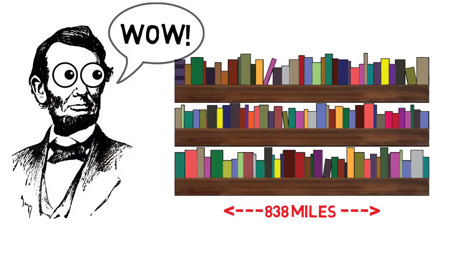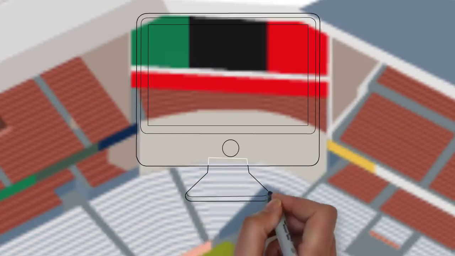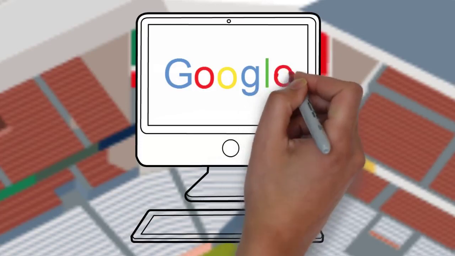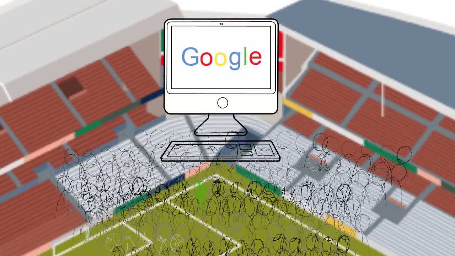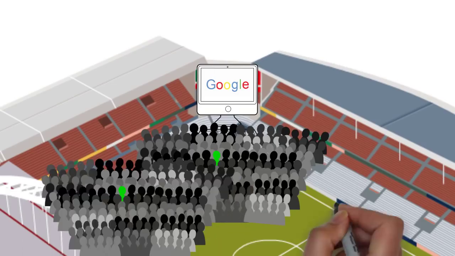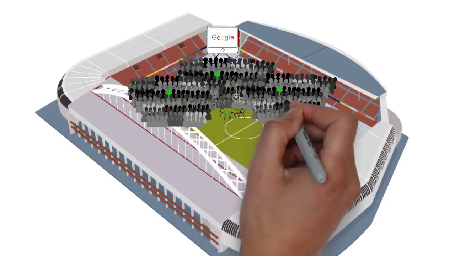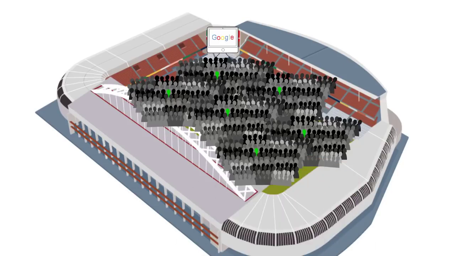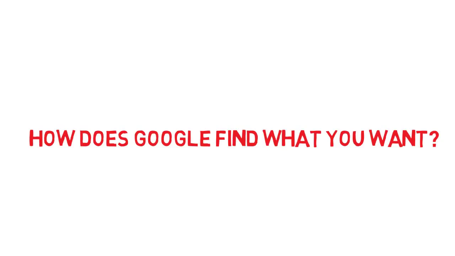But it's not just the hardware that makes Google so fast. All of its algorithms are specially designed to be quick and efficient, even when thousands of people are using them at the same time, which is quite important, given that Google gets around 40,000 search queries every second. That's around a football stadium full of people using Google every second. So how does Google find what you want?